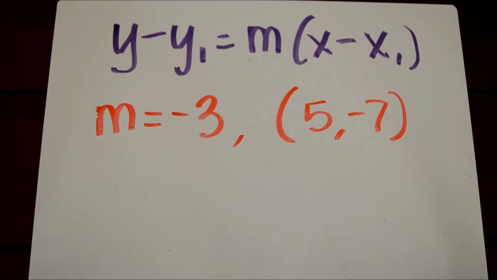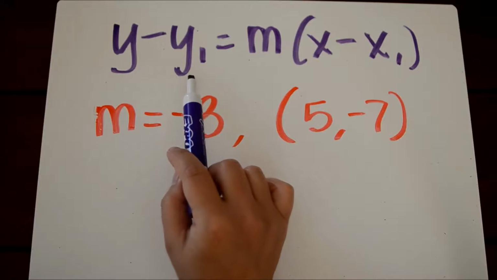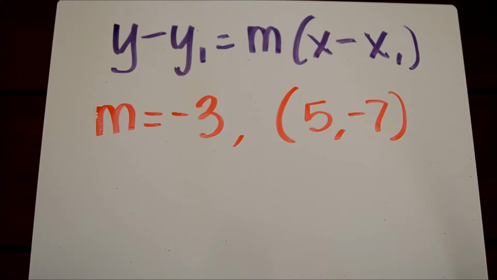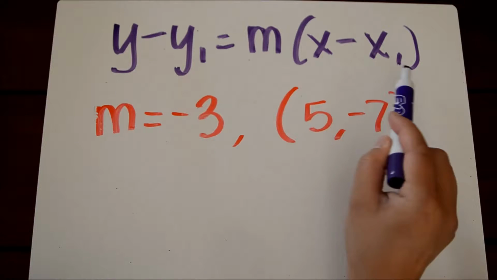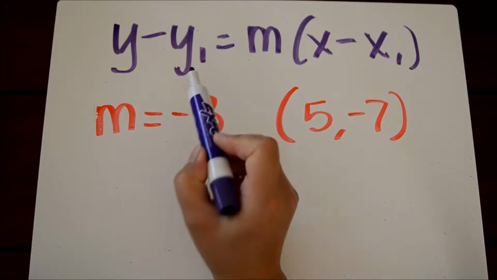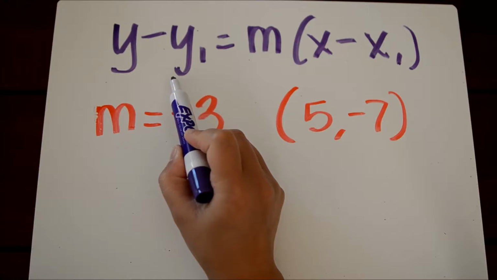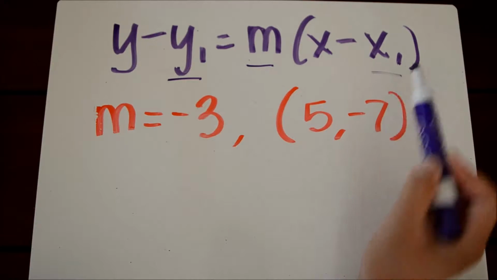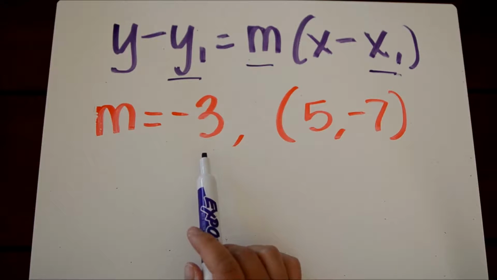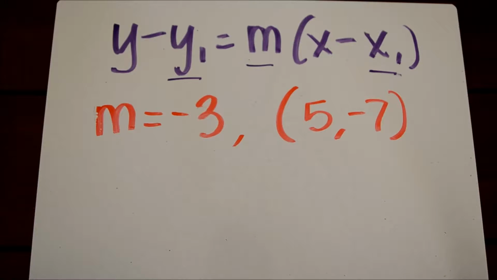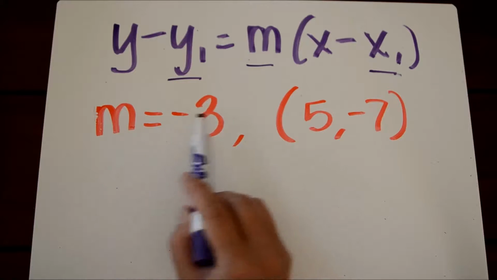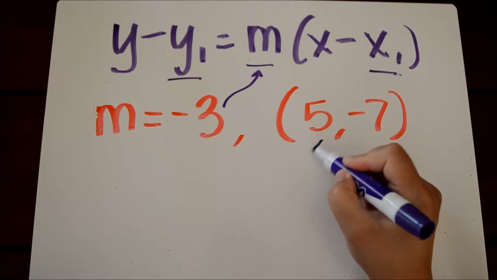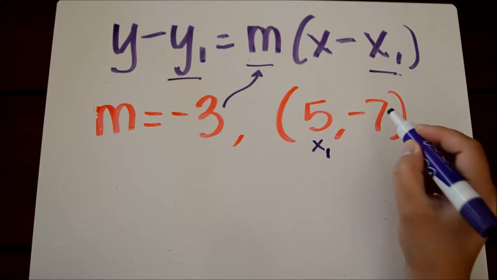Here we have point-slope form. y minus y1 equals m times x minus x1. So we know that if we're writing an equation in point-slope form, it has to look something like this. However, we will substitute in values for y1, m, and x1. So if we're given slope and a point, we could substitute our slope value in for m, and then our point is going to be our x1 and our y1.